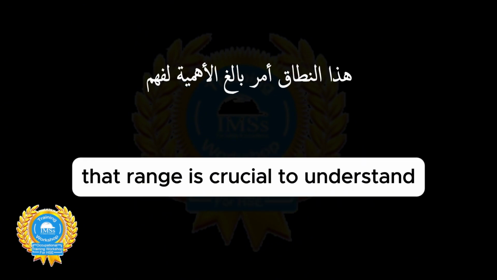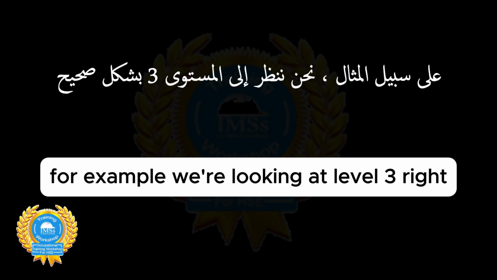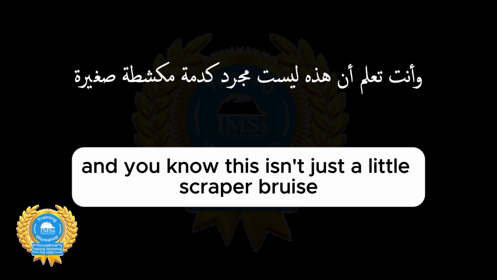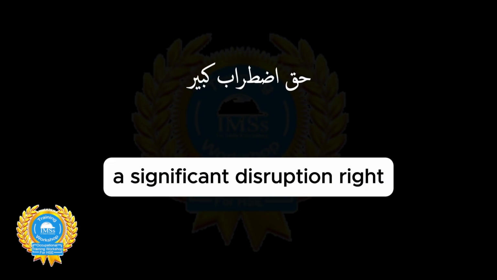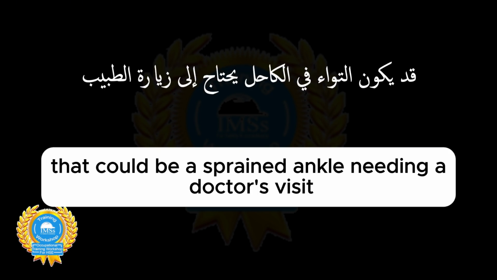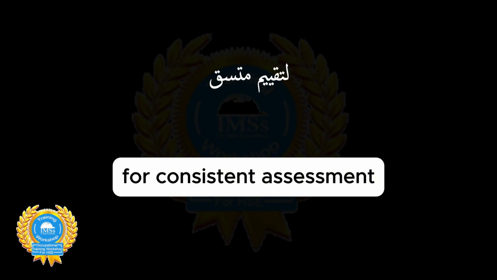That range is crucial to understand because you've got to be able to distinguish between different levels. For example, level 3 severity is a major injury, LTI. This isn't just a little scrape or a bruise. This is something that's going to result in lost work time, a significant disruption. Similarly, level 2, minor injury or minor environmental damage, could be a sprained ankle needing a doctor's visit, or a small chemical spill that's quickly contained. Those distinctions are important for consistent assessment.